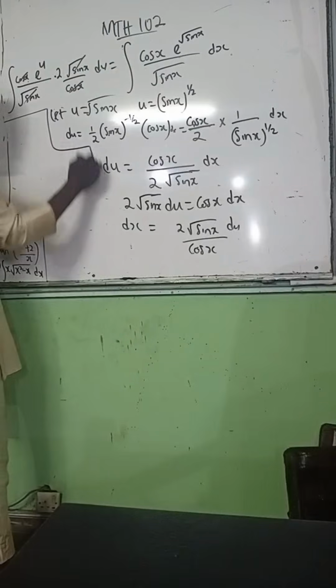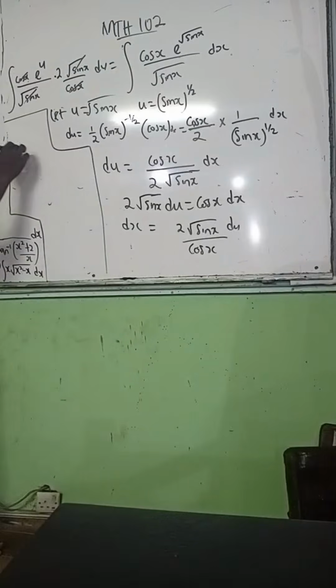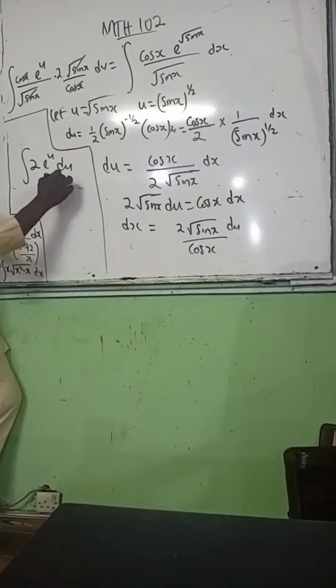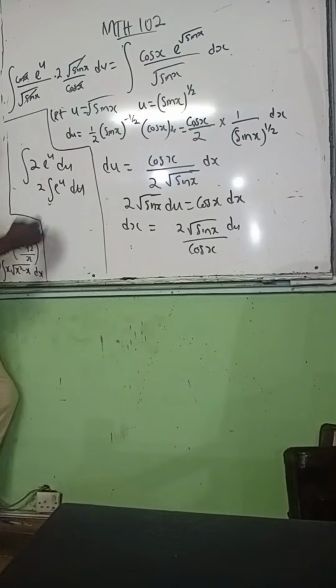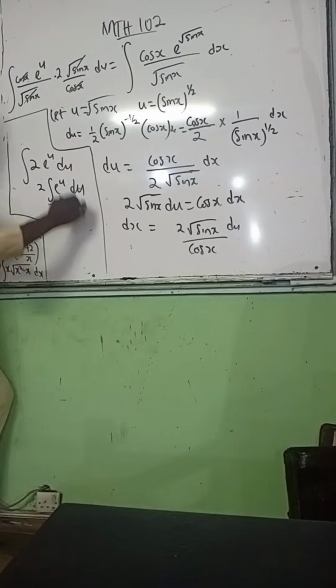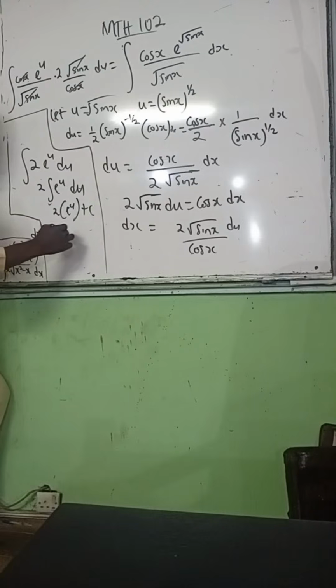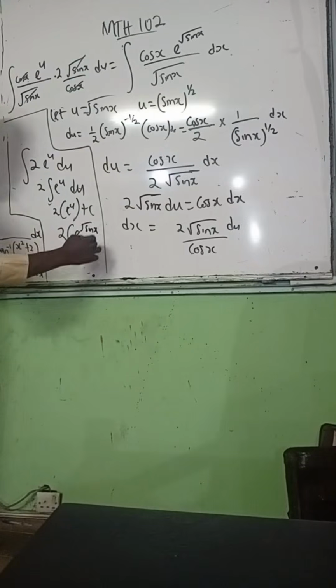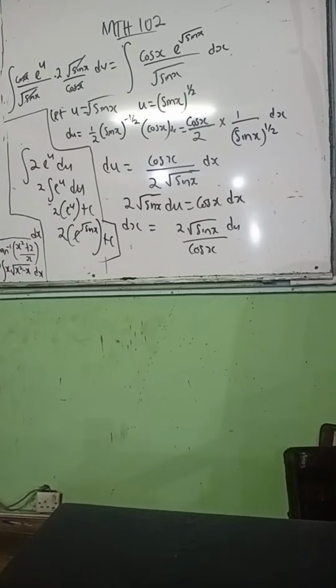Cancel. So at the end of the day, what do we have? We have the integral of 2 multiplied by e raised to u du. So we have 2 times the integral of e raised to u du. If you integrate e raised to u, what do you get? e raised to u plus c. So that's 2 multiplied by e raised to what's our u? Root sin x, plus c. That's the answer.